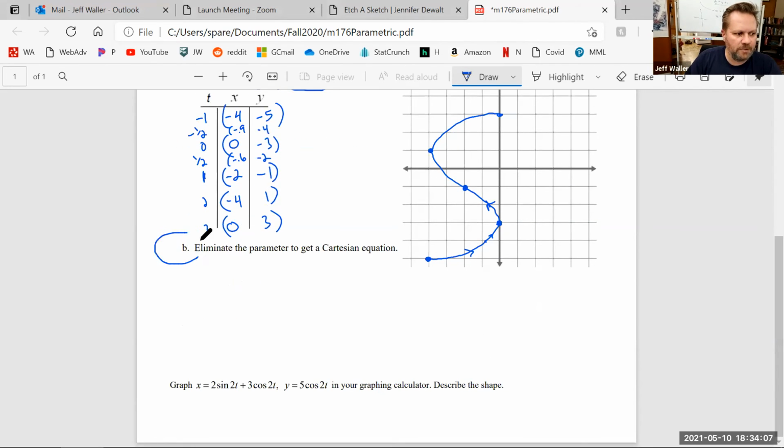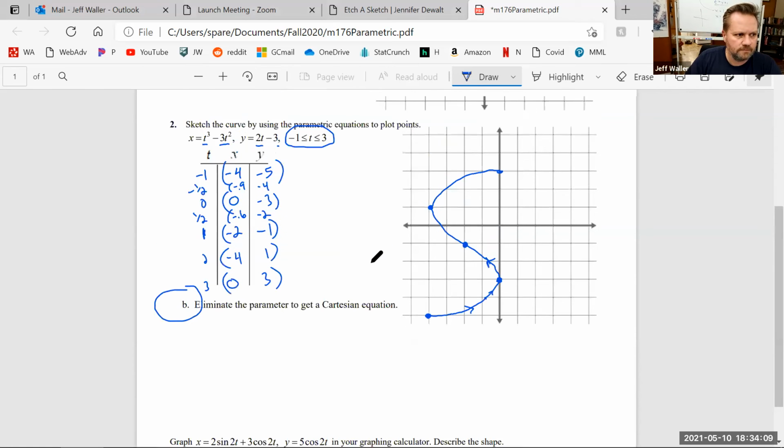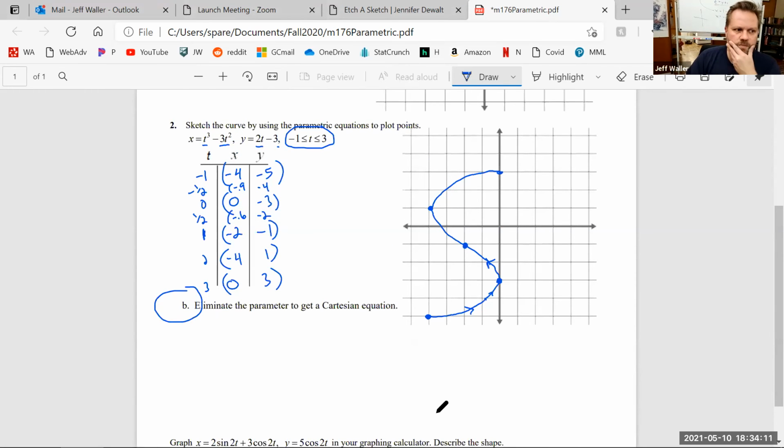Has anybody tried part B yet? It's not too hard to do this. Eliminate the parameter, kill the T. Right.